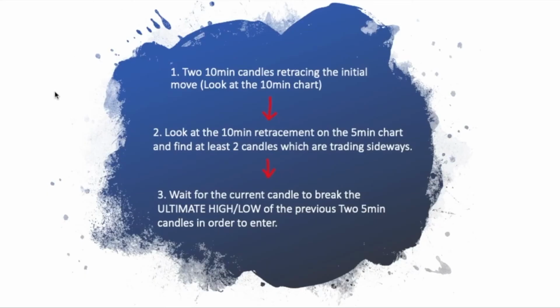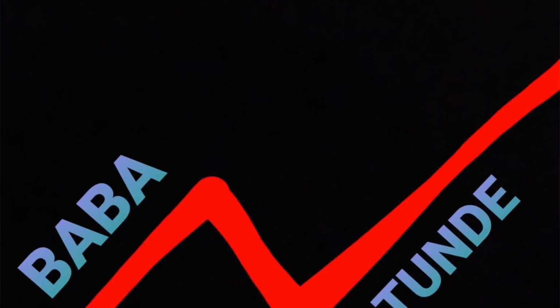In the first step of this system, you need 2 10-minute candles retracing the initial move. So you look at the 10-minute chart. Then you look at the 10-minute retracement on the 5-minute chart and find at least 2 candles which are trading sideways. And finally, wait for the current candle to break the ultimate high or low, depending on either if you want to go long or short, of the 2 previous 5-minute candles in order to enter.